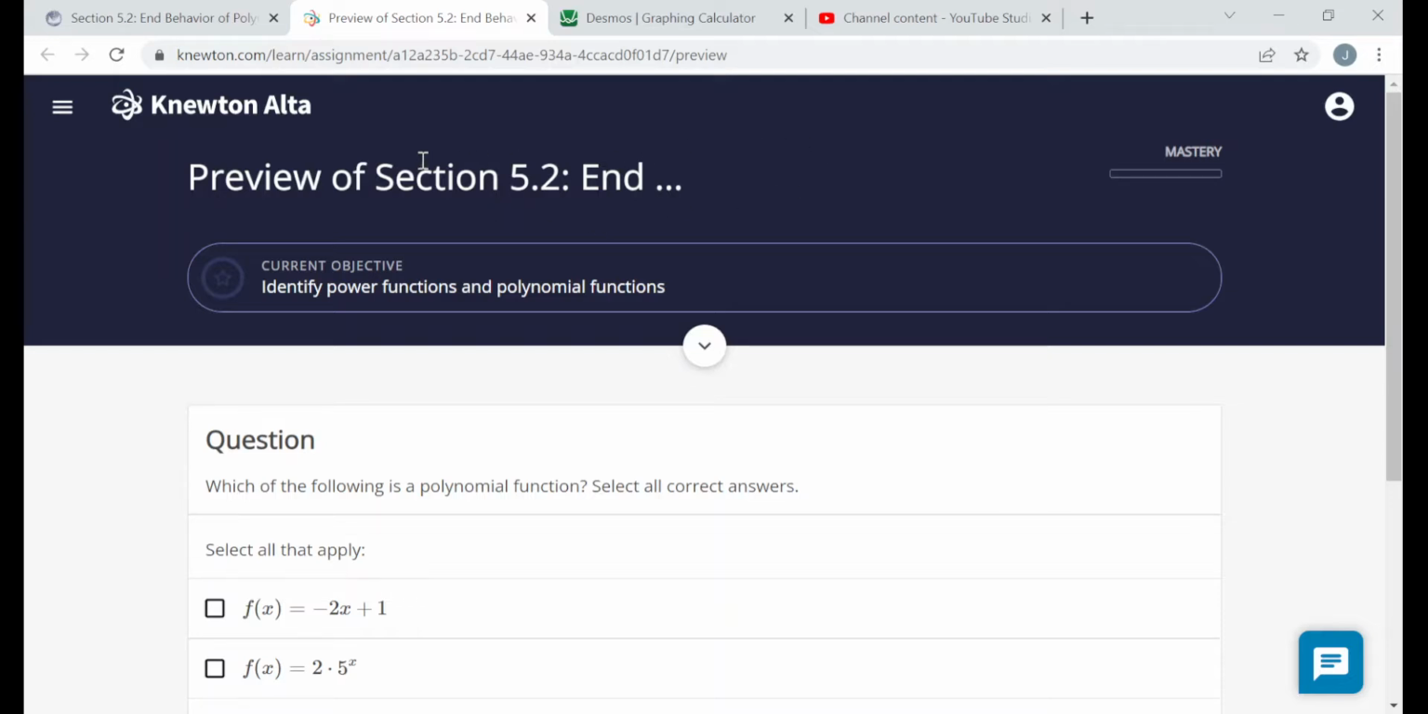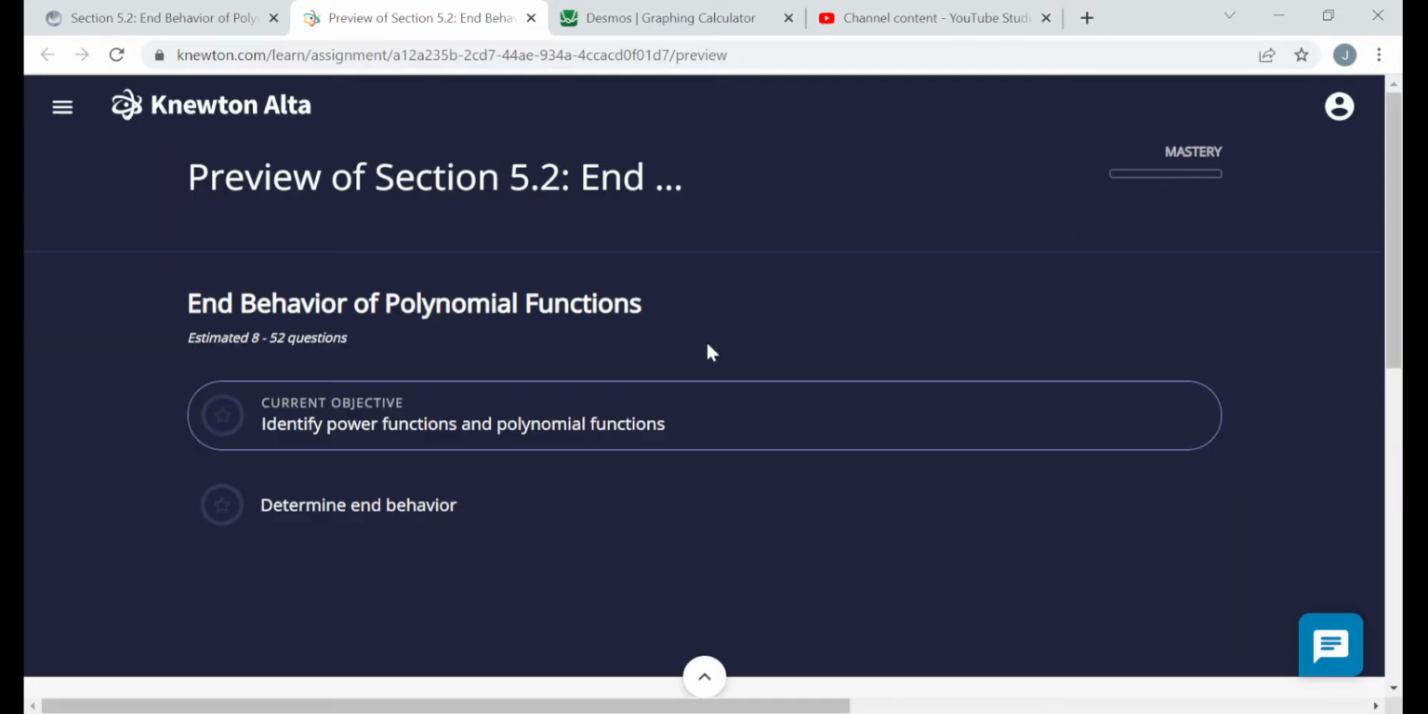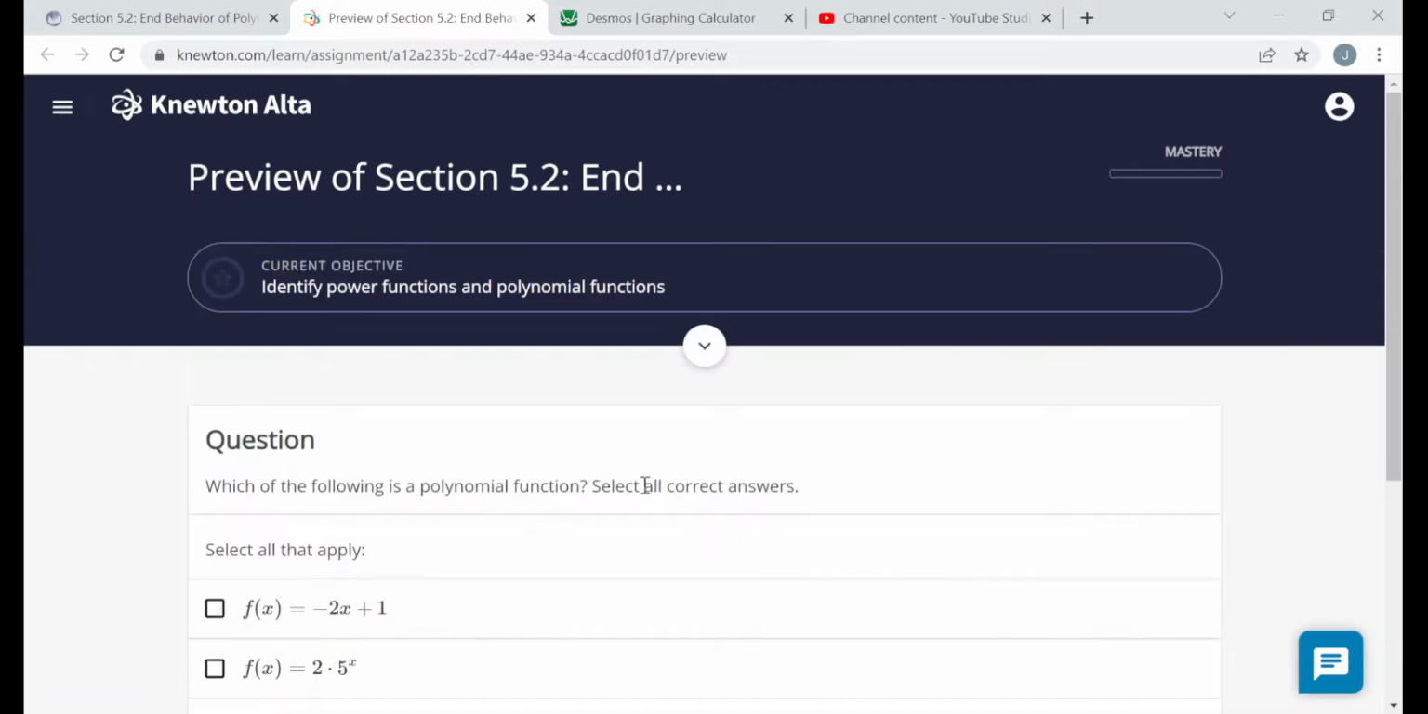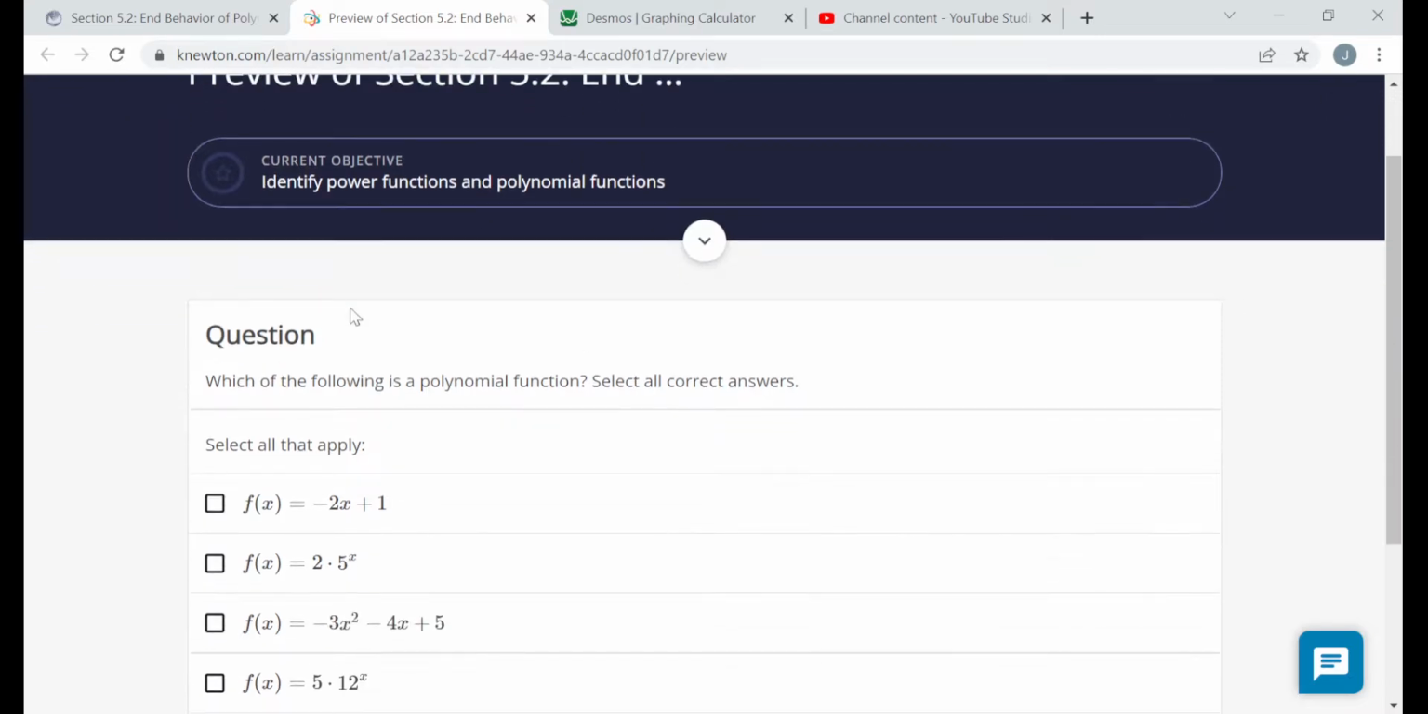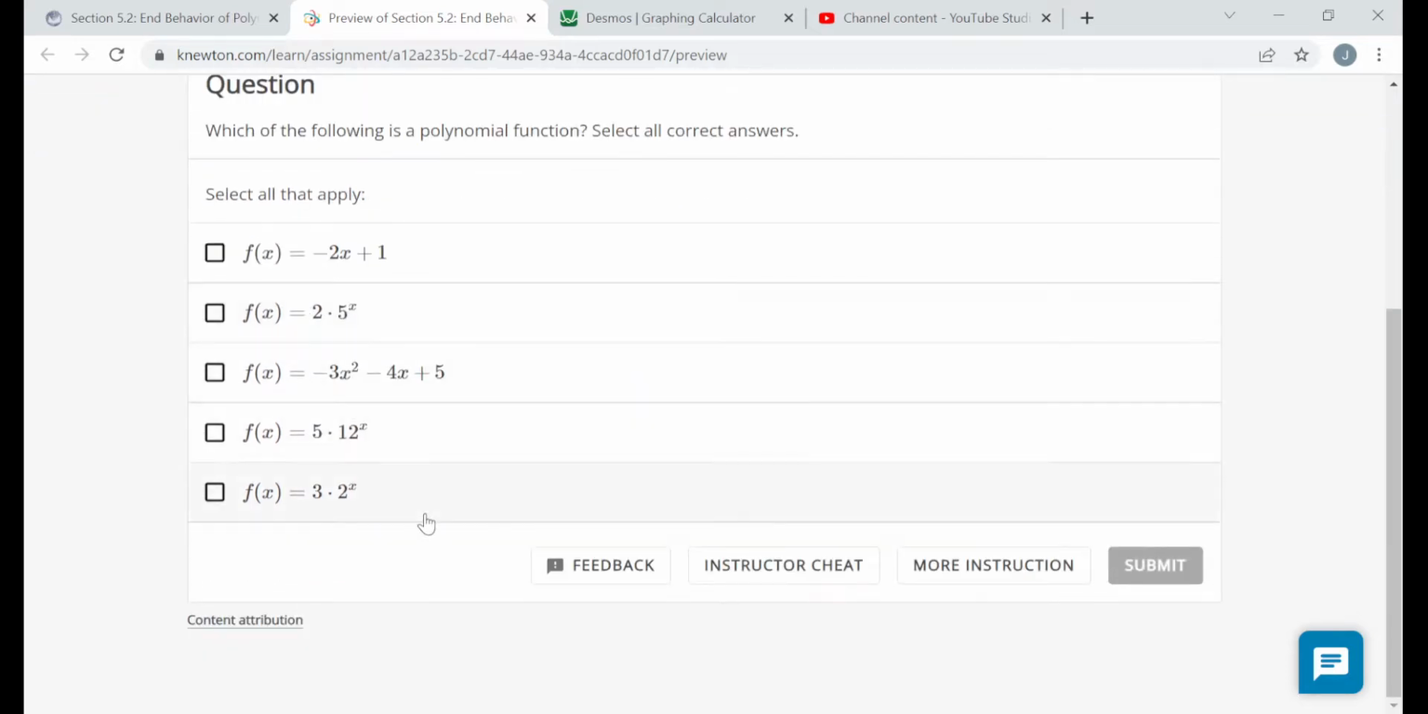Alright, so on your assignment page you should see the title, your mastery bar, the objectives. It looks like there are 2 objectives for this particular assignment. And then under the current objective should be a question related to that objective. And at the bottom of every question you should be seeing a feedback button where you can send feedback to Knewton if you wish. You will not have this instructor cheat button. This is for instructors only.